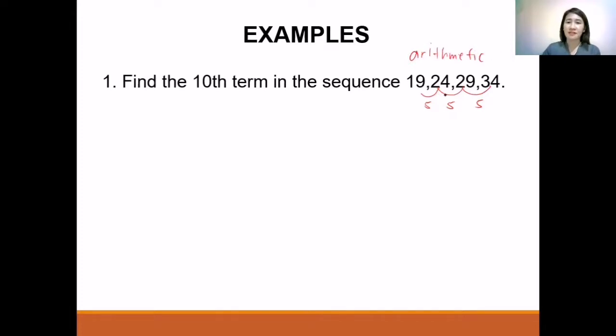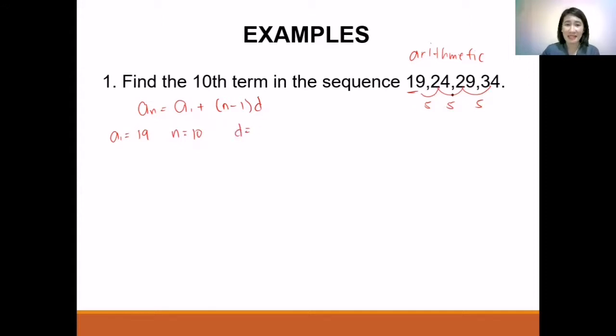Okay? Since we have an arithmetic sequence, we can now actually use the formula a sub n is equal to a sub 1 plus quantity n minus 1 d. Okay? Now, before we proceed with the answer, let us identify first all the needed information. So, we'll start with a sub 1, the first term. And on this example, our first term is 19. And then n, we are looking for the 10th term, therefore n is 10. Okay? And the common difference.